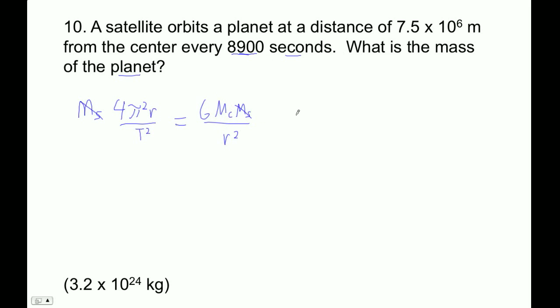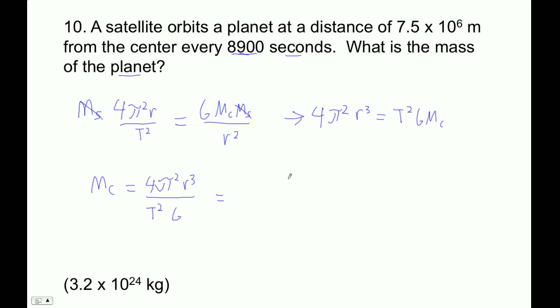So the next step is to cross multiply, right? So you get 4 pi squared, and then r times r squared, they don't cancel, that's r to the third, you nillies. And then I go T squared times G times Mc, right? So the period squared, gravity, and mass of the central body. And then I guess we're solving for this guy here. So for the central body, I'm just going to divide both sides by T squared G. M equals 4 pi squared r to the third over T squared times G.